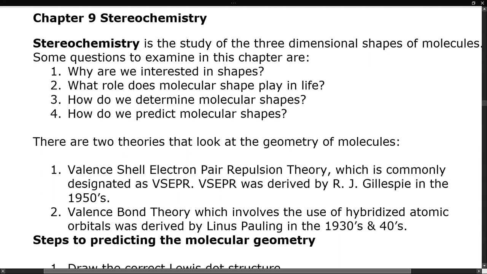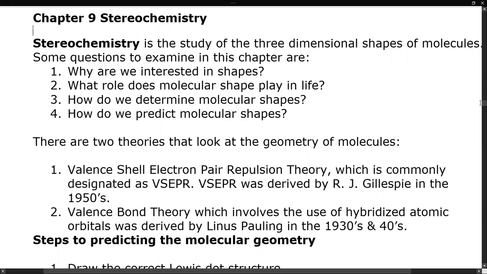from the Lewis structure. There are two ways of looking at that. One of those is easier than the other. Valence shell electron repulsion theory, which is commonly designated VSEPR, and that was derived by R.J. Gillespie in the 1950s. We'll focus mostly on that one, but we'll talk somewhat about valence bond theory, which was derived by Linus Pauling in the 30s and 40s and involves hybrid atomic orbitals.